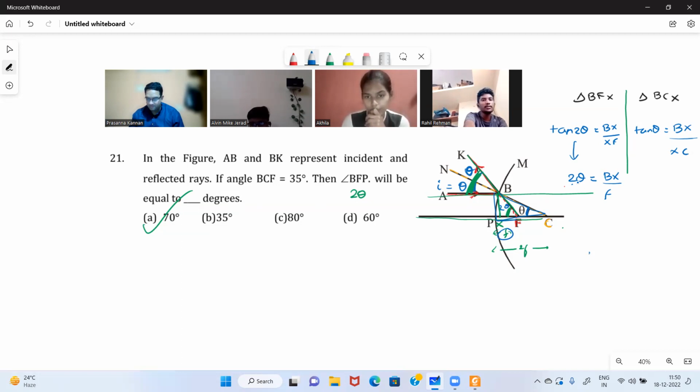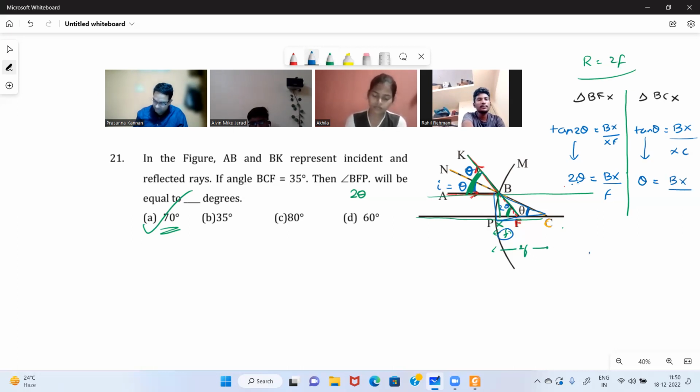Can't we just do it directly, sir? No, no, this sum is over. I am teaching you how R is equal to 2F, in case you are asked in your PU exam. Then theta is equal to BX by XC, which will be nothing but R.